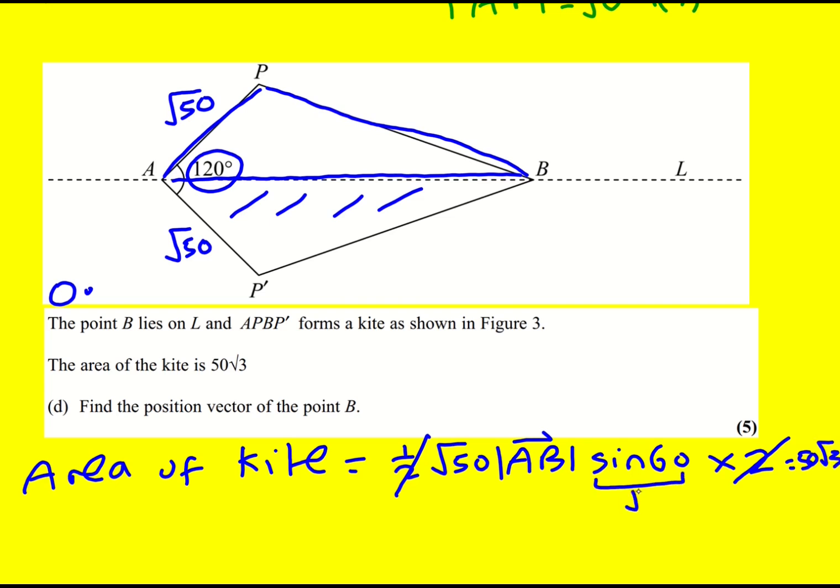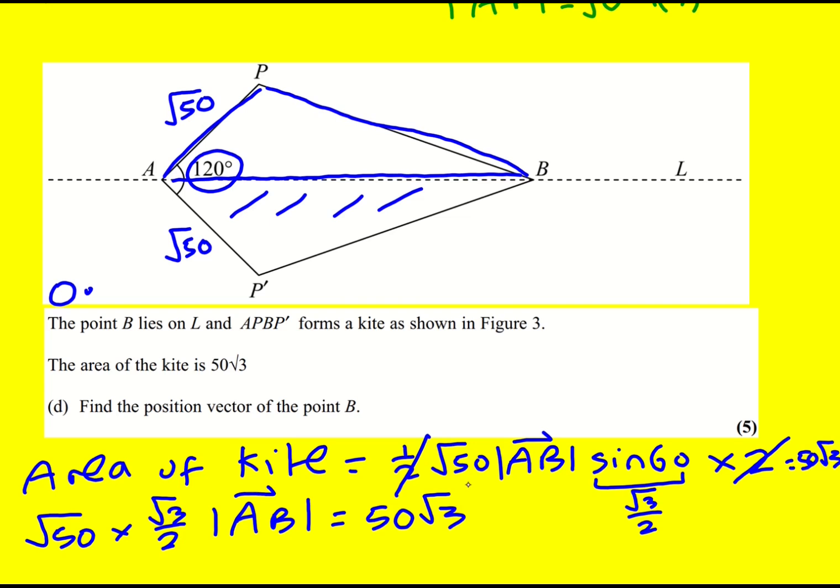Now sine 60 is root 3 over 2. So what does that give me? Root 50 times root 3 over 2 times AB is equal to 50 root 3. Therefore, the root 3s cancel.